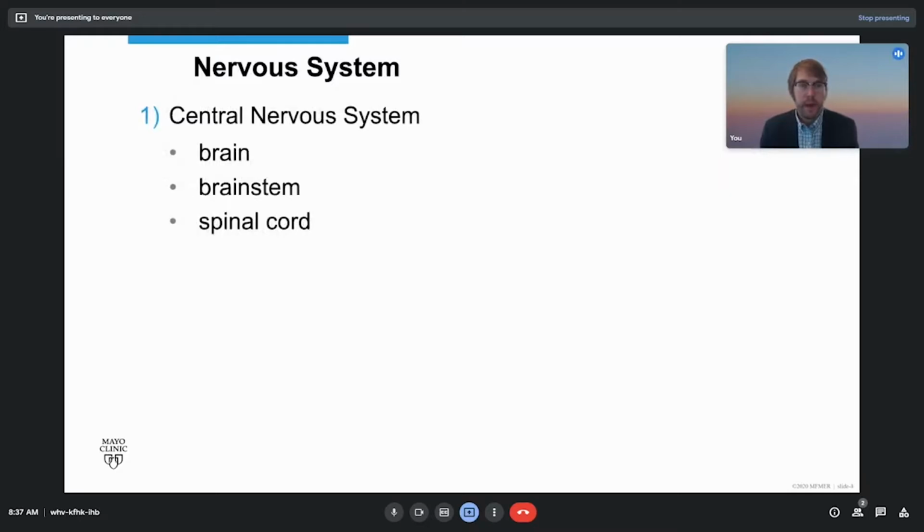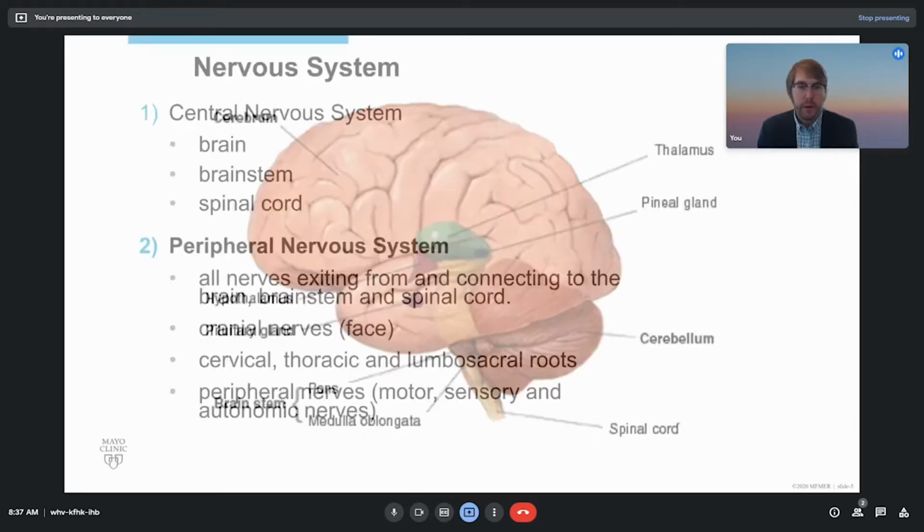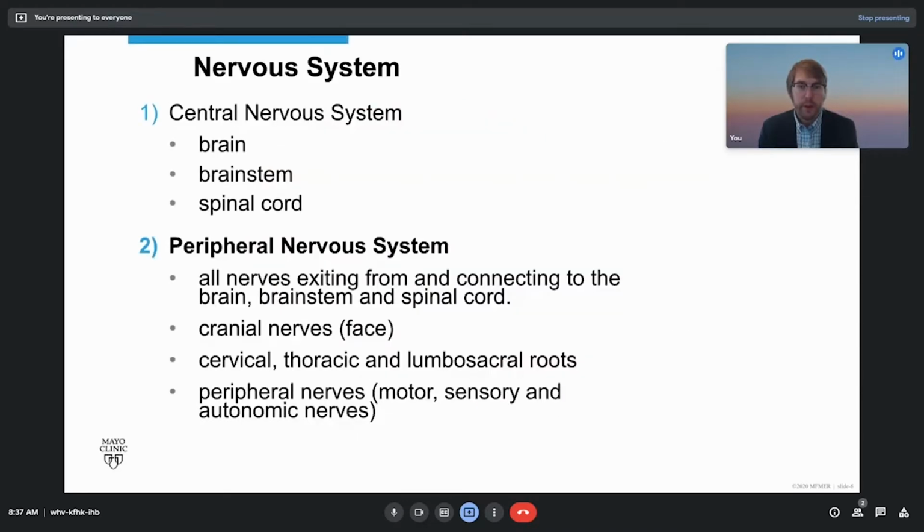Starting with the basic outline of the nervous system, to know what the word peripheral means, we must first start with the central nervous system, which is the brain, brainstem, and spinal cord. This organ and the spinal cord that follows from it is considered to be central, whereas all of the nerves exiting from the brain and spinal cord are considered to be peripheral.